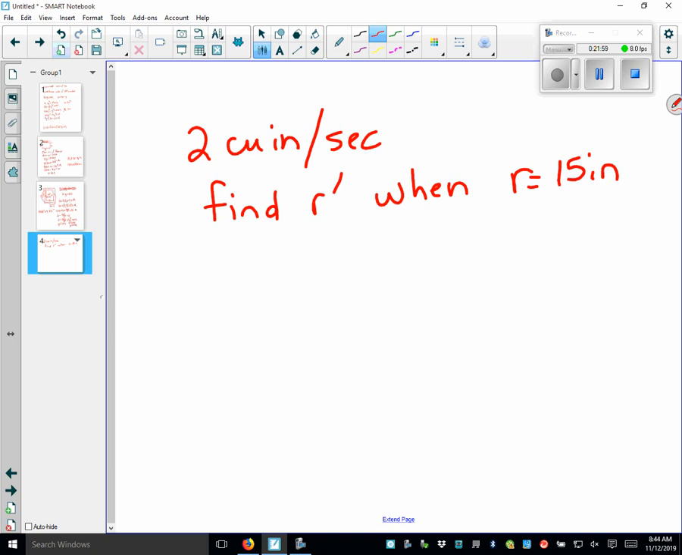Is it volume of a sphere, 4/3 pi r cubed? We have to know all these formulas for the test.